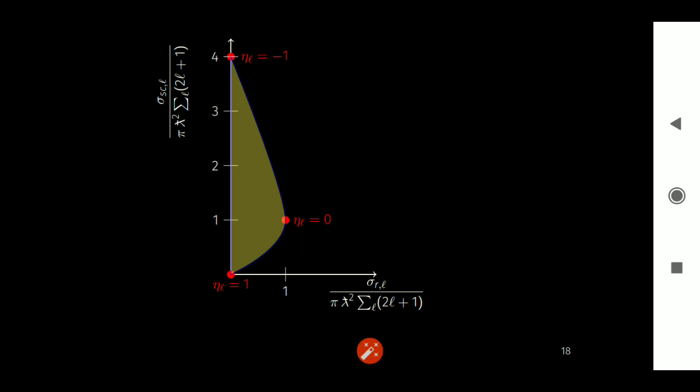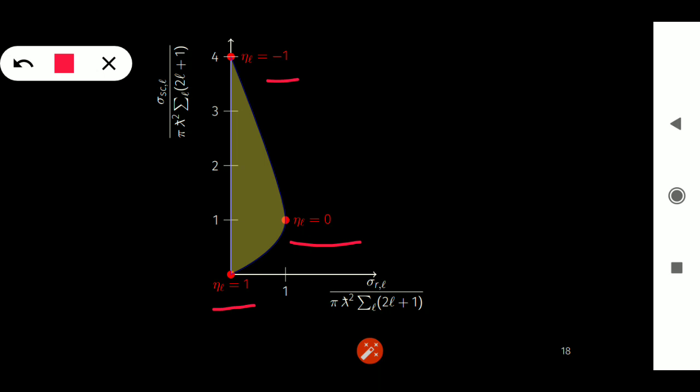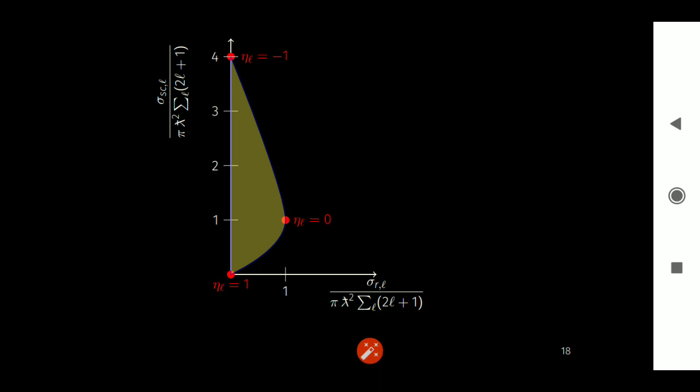This picture also marks 3 points: for eta L equals 1, for eta L equals 0, and for eta L equals minus 1. Within this there is a shaded region. That shaded region represents the region where reaction as well as scattering can take place. So there will be no reaction and no scattering when this eta value exceeds the shaded region. So that ends the lecture.